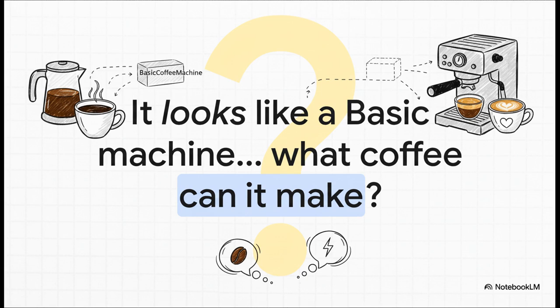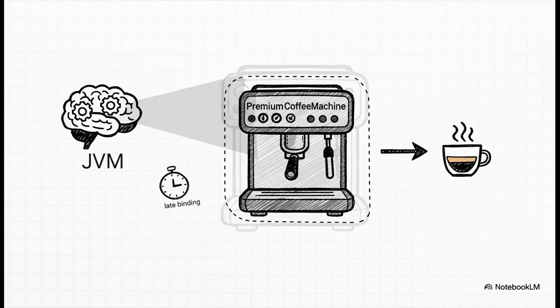What do you think? And boom, this is the runtime surprise. The JVM is not fooled by that basic label. At the very moment the code runs, it peeks under the hood, sees the actual object is a premium coffee machine, and it calls the more powerful, upgraded brew coffee method that makes espresso. This is called late binding because the final decision is made at the last possible second during runtime.